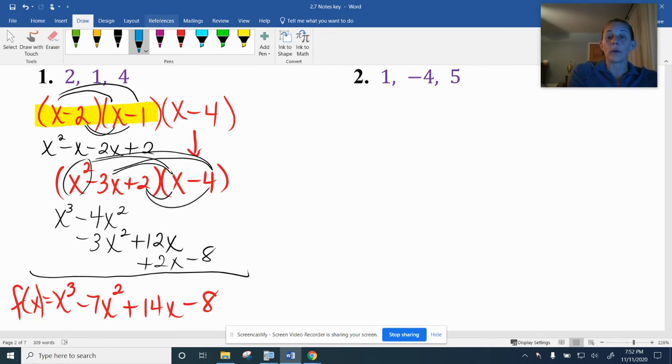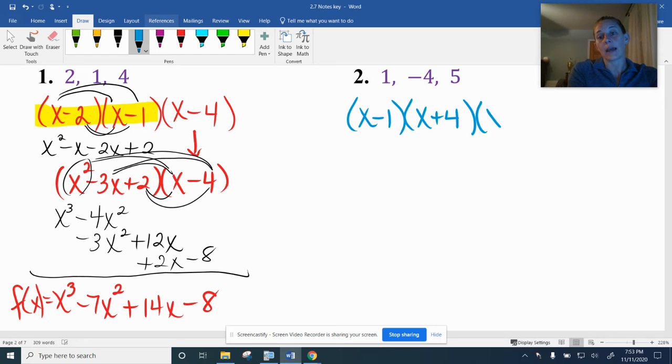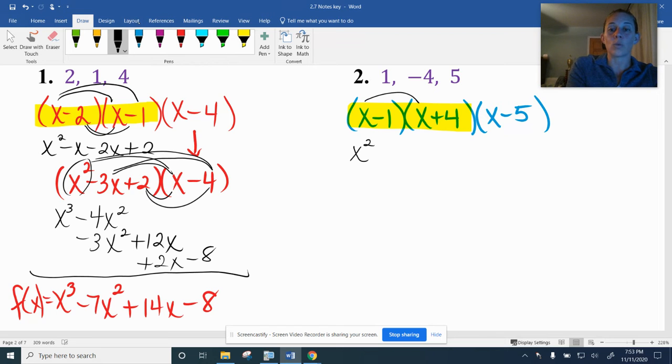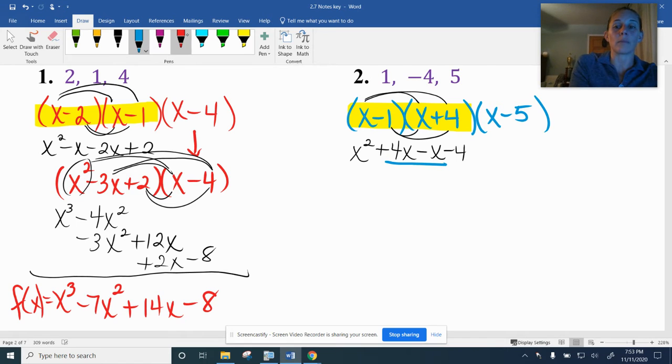Okay, so if I go to number 2, I'm going to start out with my factors, x minus 1, x plus 4, and x minus 5. So again, I'm picking 2 to multiply together first. Doesn't matter which 2, I'm just choosing the first 2. I get x squared plus 4x minus x minus 4, and I'm going to combine those 2 like terms here in the middle, and that's going to give me x squared plus 3x minus 4.